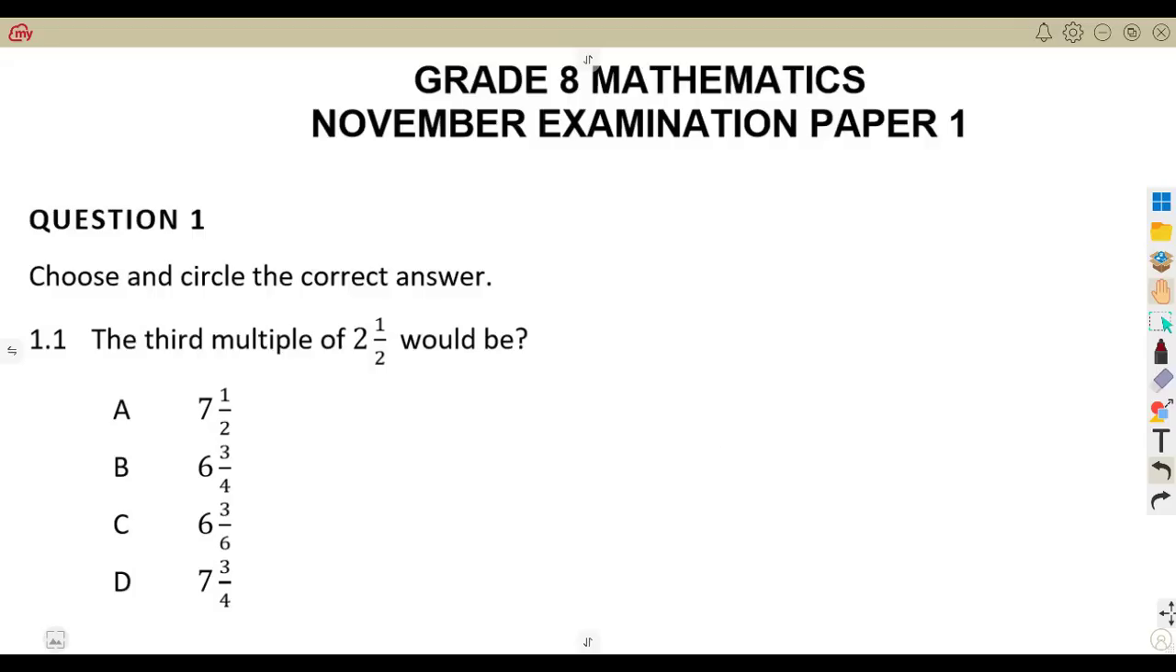So let us quickly go through our questions. We are given on question number one, choose and circle the correct answer. That is, out of these answers that we have, which one is the correct one? On 1.1, the third multiple of 2.5 would be what? What is the answer that is equivalent to the third multiple of 2.5?